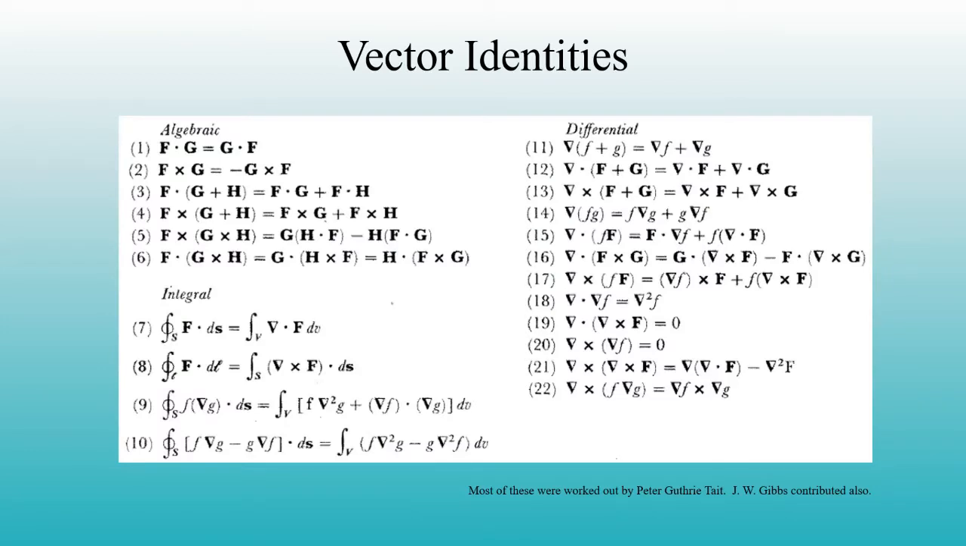Here's a table of some of them, not only for the dot product and the cross products, but for the gradient, divergence, and curl operations as well, plus some integral identities. It is my hope that you will see these identities in a new light now.